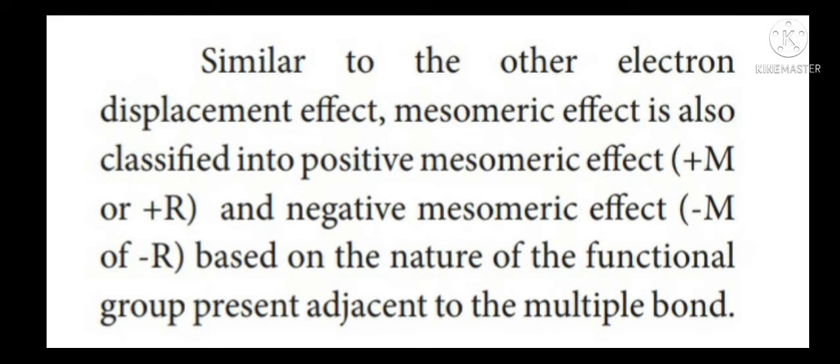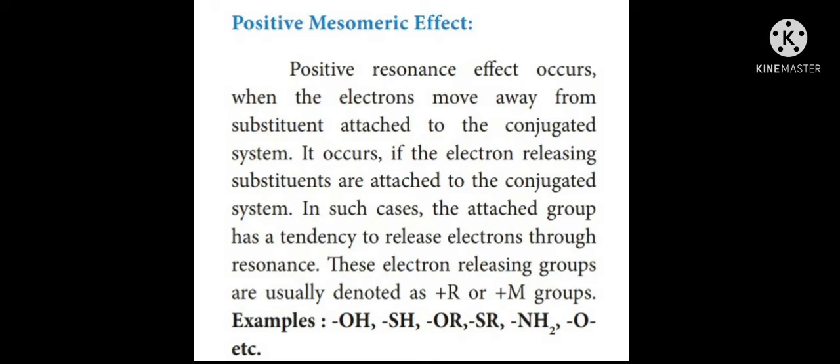Like inductive effect and electromeric effect, mesomeric effect is classified as positive mesomeric effect and negative mesomeric effect. Positive mesomeric effect is denoted by plus M or plus R, whereas negative mesomeric effect is denoted by minus M or minus R, based on the nature of the functional group present adjacent to the multiple bond. First, we will discuss positive mesomeric effect.